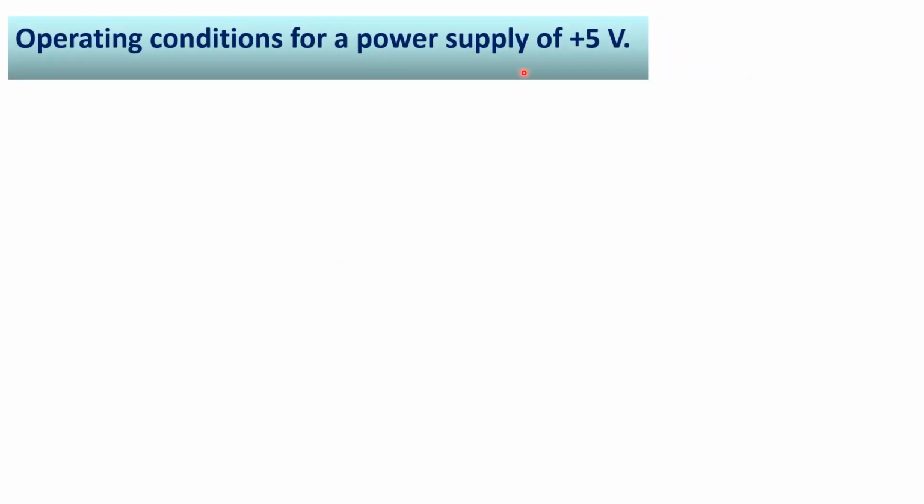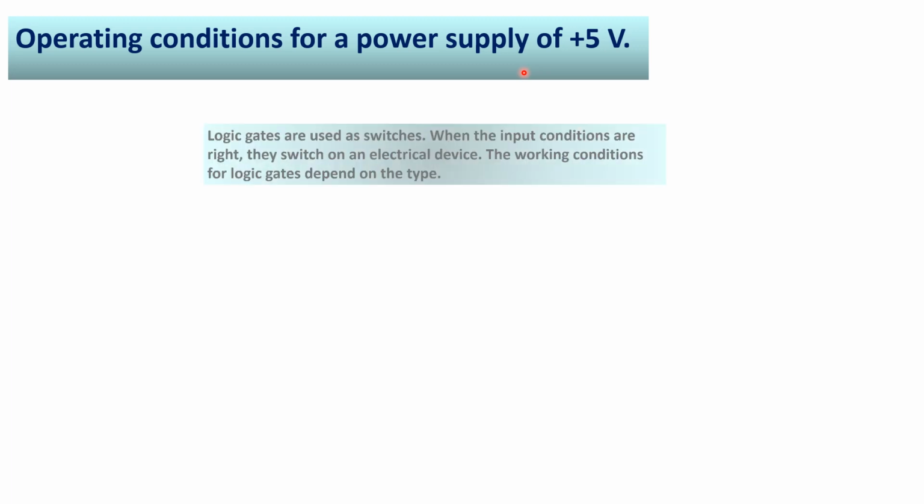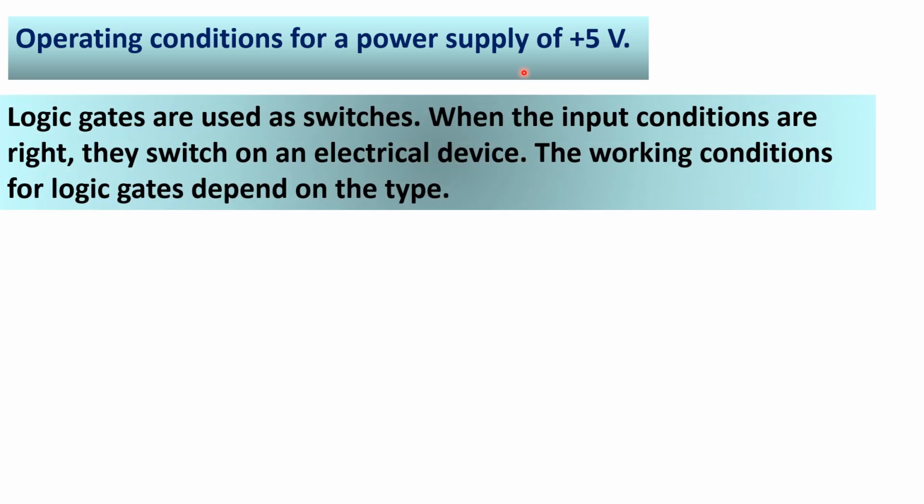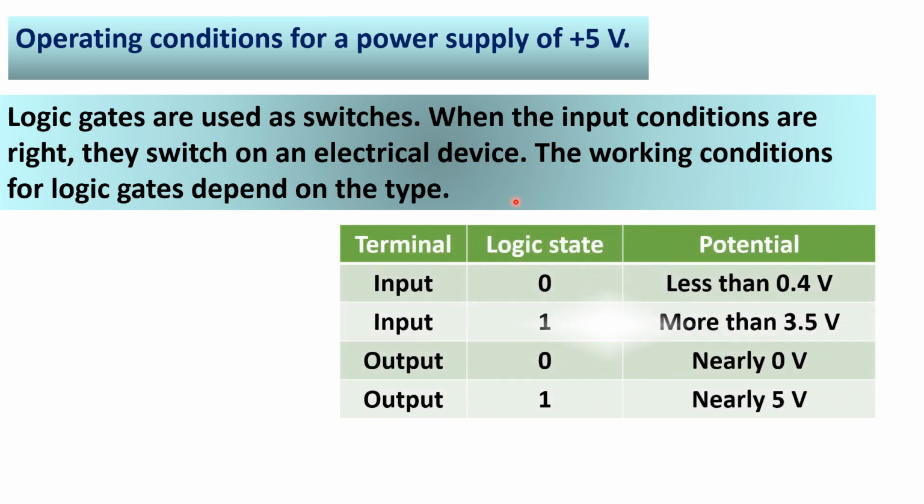There are operating conditions for a power supply of 5 volts. As shown in the table, logic gates are used as switches. When the input conditions are right, they switch on an electrical device. The working conditions for logic gates depend on the type.